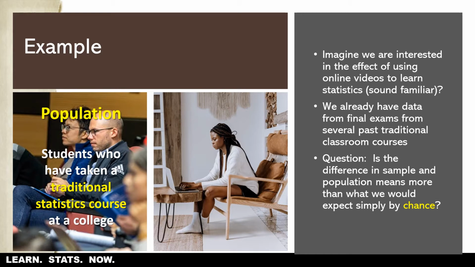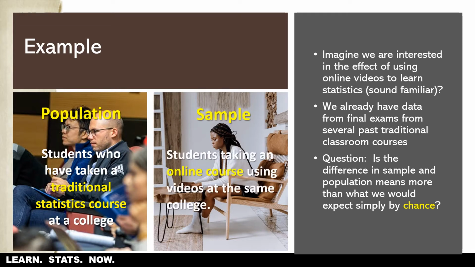And really then, the sample is also going to be a group of students who take a statistics course from a college, but they're going to be a little bit different in that they're taking an online course using videos. So that's going to be our sample. So they're clearly a little different in terms of the mode of administration, but they're all students who took a statistics course. And the question we're going to ask is whether or not the students in the online course had a different mean score on the final exam than the students who took the traditional course.